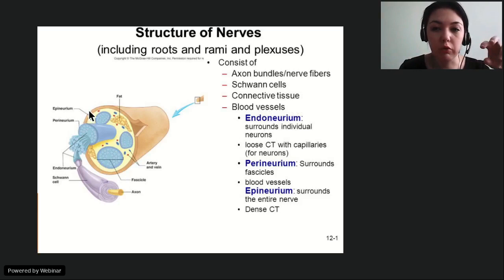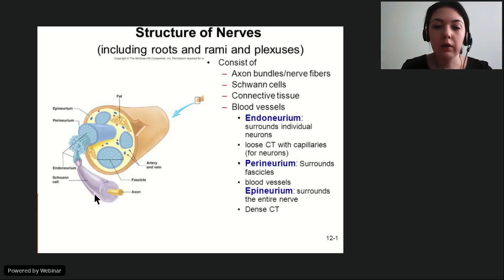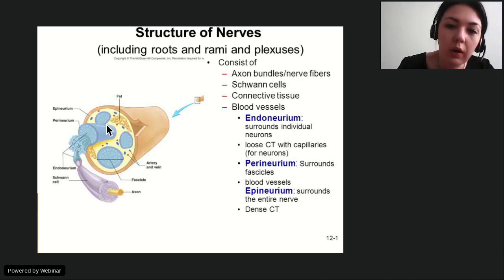So first of all, there is endoneurium that surrounds each individual neuron. So this is the myelin sheath of every axon. Here we can see it, that it surrounds every axon. And it is formed by loose connective tissue with capillaries for neurons. Then several neurons are covered by perineurium. Several neurons form a fascicle, and this fascicle is covered by perineurium. It is again connective tissue, and it contains blood vessels.